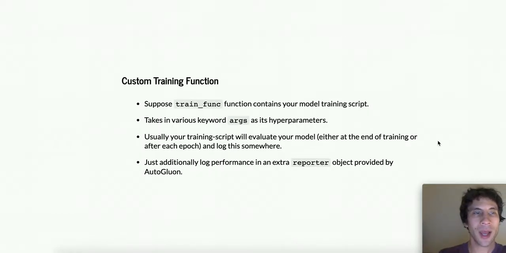We can also use AutoGluon to tune any training function. Typically, the training function will contain your script for training a model, but it could be used in other contexts as well. Here we assume that this function takes in various keyword arguments, or args, as its hyperparameters. Usually your training script will evaluate the model somewhere, either at the end of training or after every epoch, and log this information. All you have to do to make this tunable by AutoGluon is add an extra reporter object that AutoGluon provides and also log the performance of your training function in the reporter object as well.